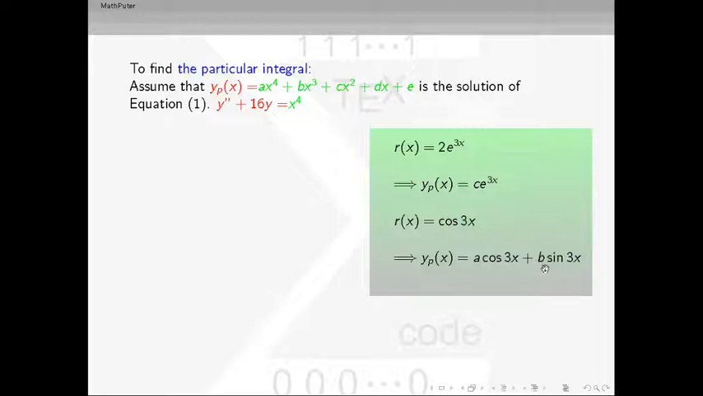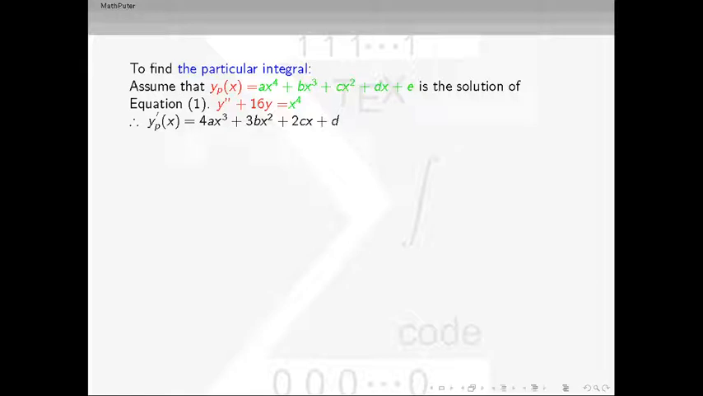Here the right hand side is x raised to 4. The derivative of x raised to 4 is x cube. The derivative of x cube contains x square. The derivative of x square contains x, and the derivative of x is a constant. So we have all derivatives of x raised to 4, and we make the linear combination. So the assumption becomes x raised to 4 plus bx cube plus cx square plus dx plus e.